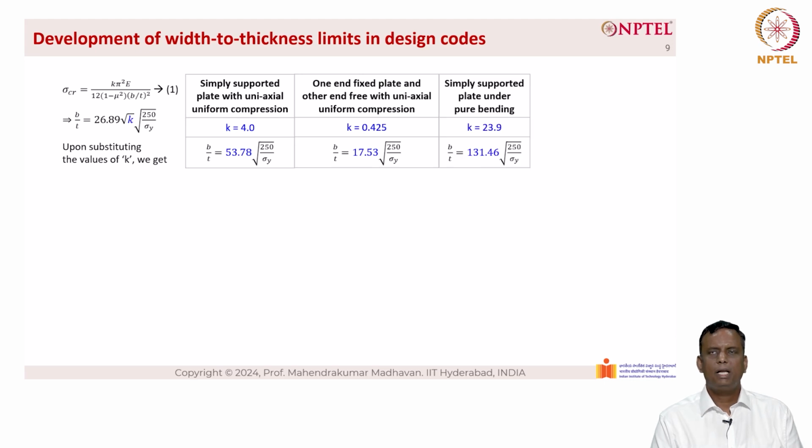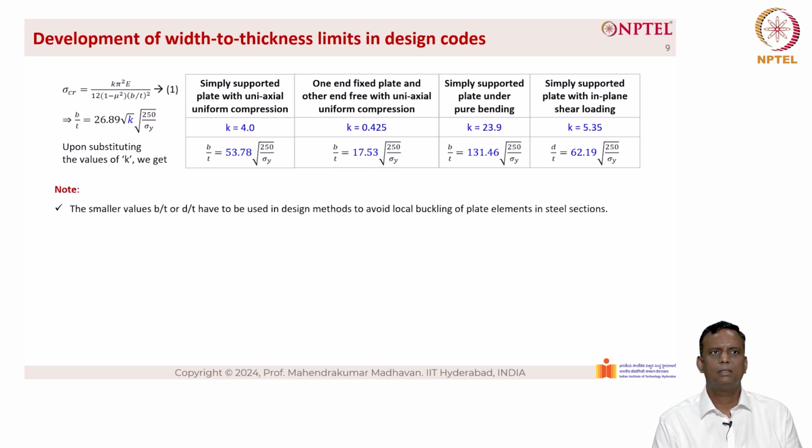Now, when we look at a plate that is simply supported on all 4 edges subjected to pure bending, we have the value of K equal to 23.9. When we substitute K equal to 23.9, we have B by T equal to 131.46 into root of 250 by sigma y. Similarly, for a plate simply supported with in-plane shear loading, we have K equal to 5.35. So, D by T equal to 62.19 into root of 250 by sigma y.